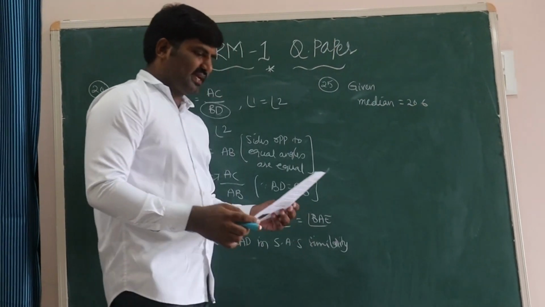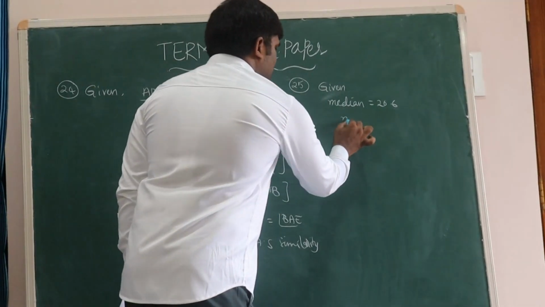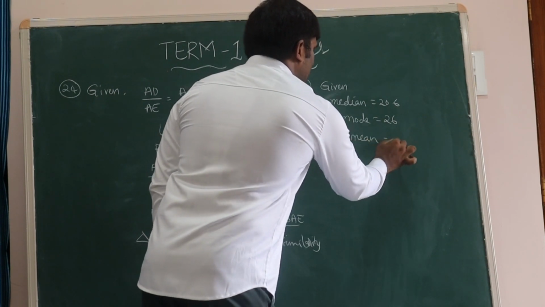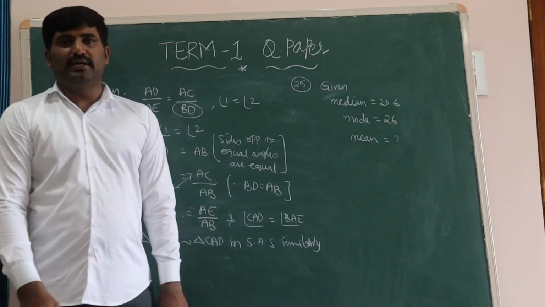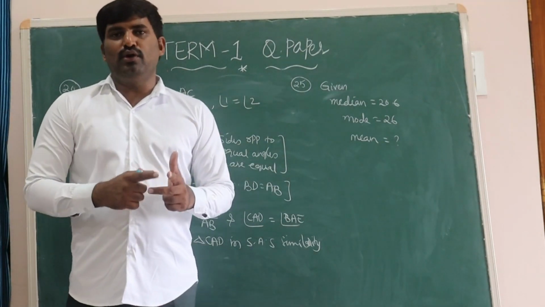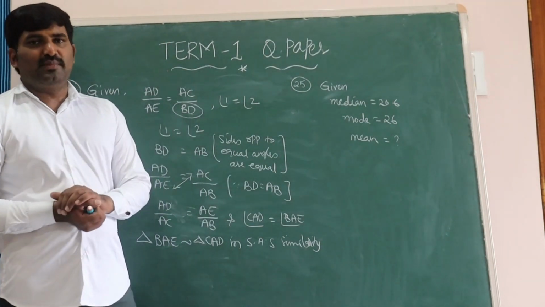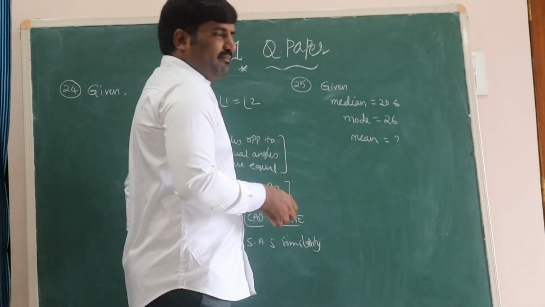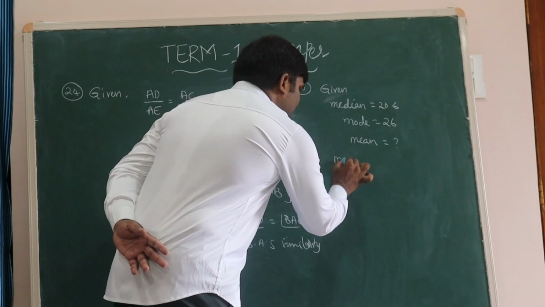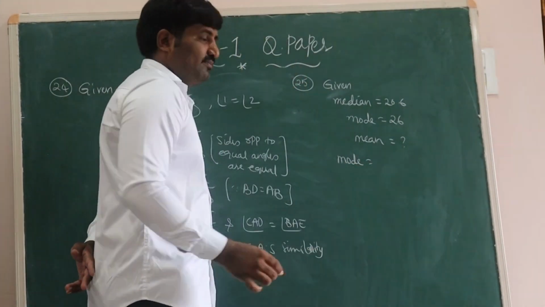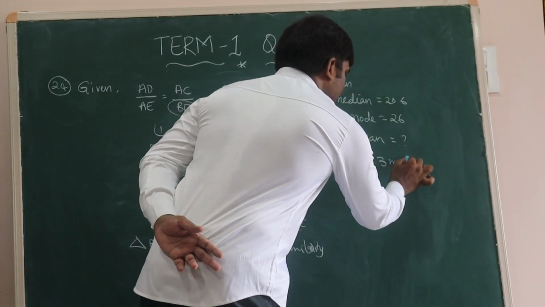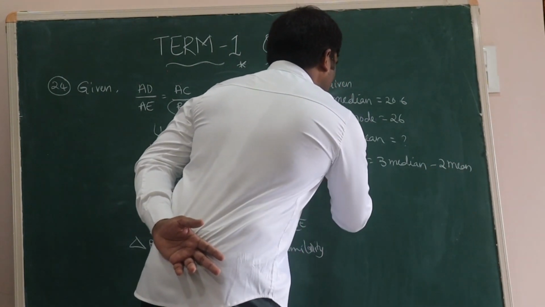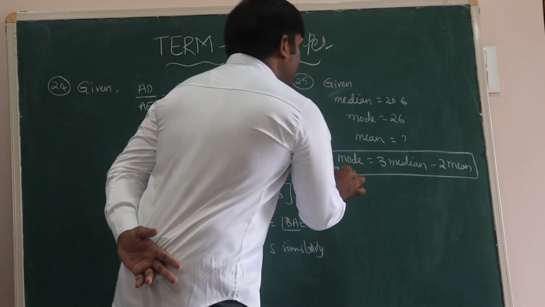Next, the second one is mode, 26. Mode value is 26. We want to find the mean. So here we have the empirical formula, that is the relationship between mean, mode, median. First I will write the formula, and later I will find the mean. So mode is equal to 3 median minus 2 mean. This is the formula which is the relationship between mean, mode, median.